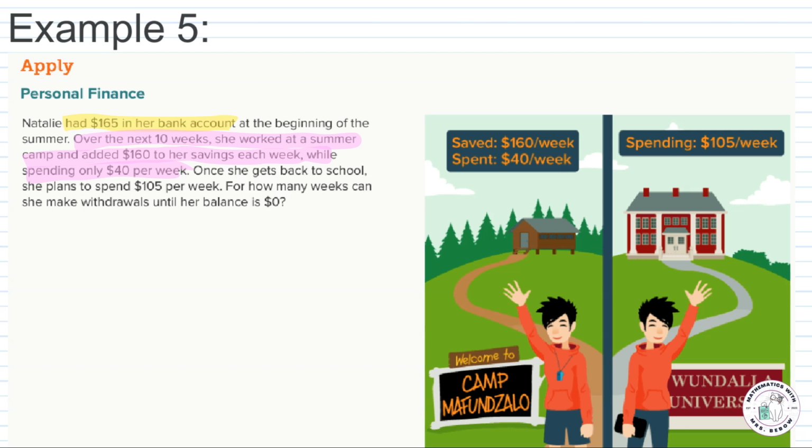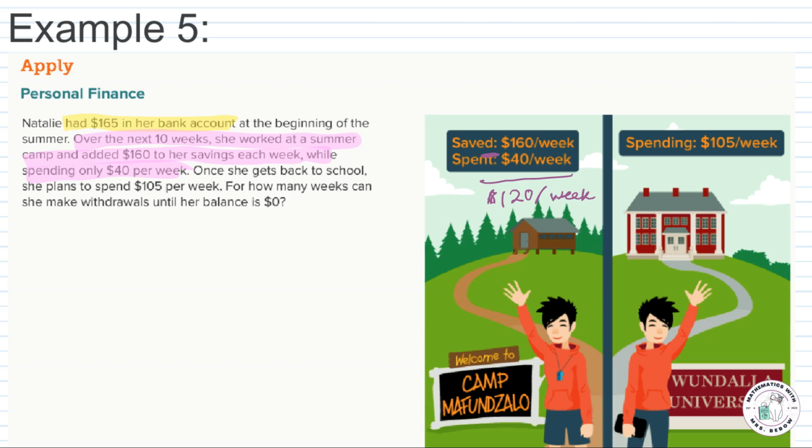It says we saved $160 per week. We spent $40 per week. So if I subtract these two, 160 minus 40 is going to be $120 per week. So that's how much she was actually earning per week.